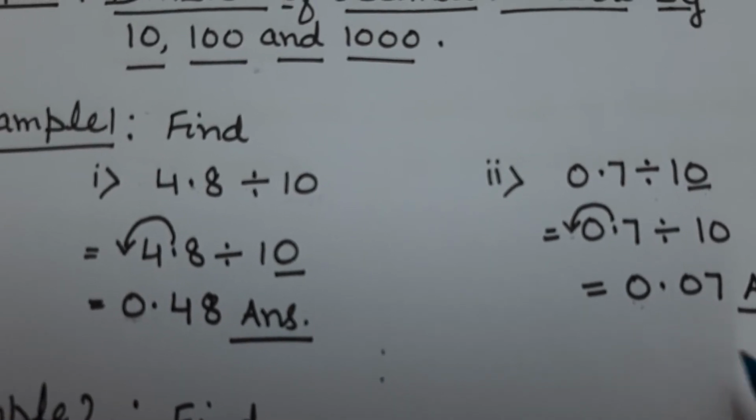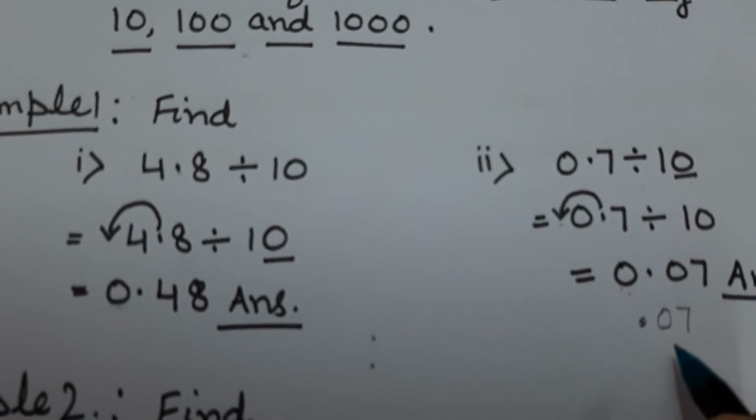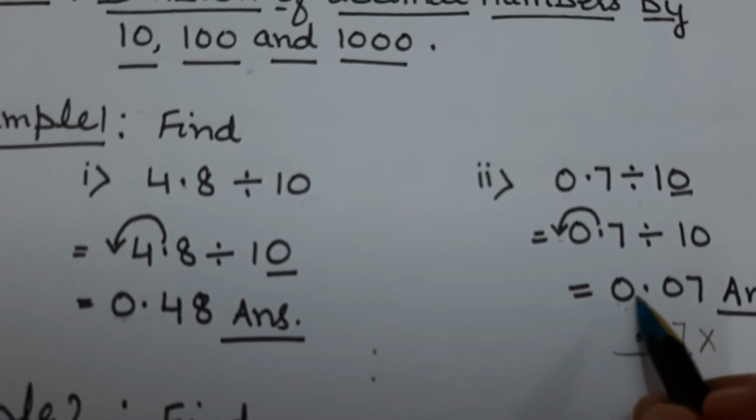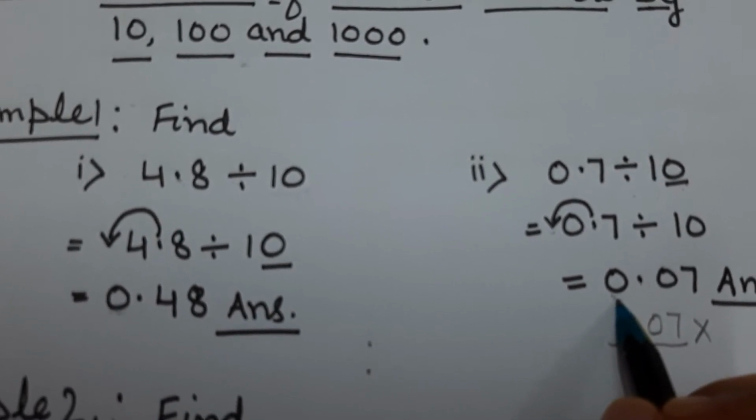Okay, we cannot write it without a whole part. This is wrong. Okay, if nothing is there, we are supposed to write 0.